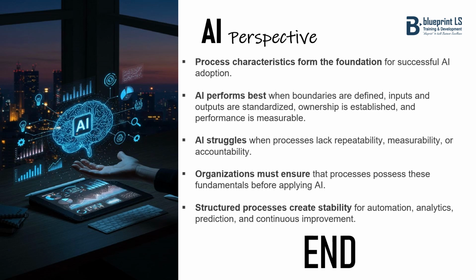From an AI perspective, process characteristics provide the foundation for successful AI adoption. AI works best when process boundaries are clearly defined, inputs and outputs are standardized, ownership is established, and performance can be measured. If a process lacks repeatability, measurability, or clear accountability, AI implementation becomes difficult and often ineffective.